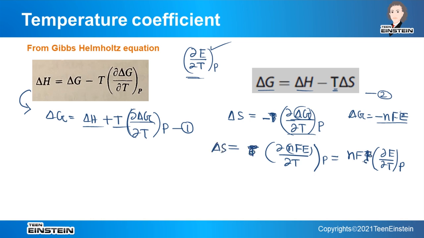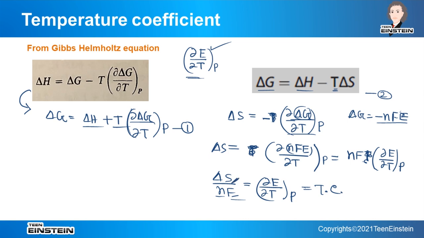This is equal to del S. So finally we can write that del S by NF is equal to the temperature coefficient. So if the entropy value is given, N and F, this can be easily known. F is a particular constant, 96500, and if the left hand side quantities are given, you can find out the temperature coefficient. So this is the temperature coefficient, and if the temperature coefficient is given, you can find del S.